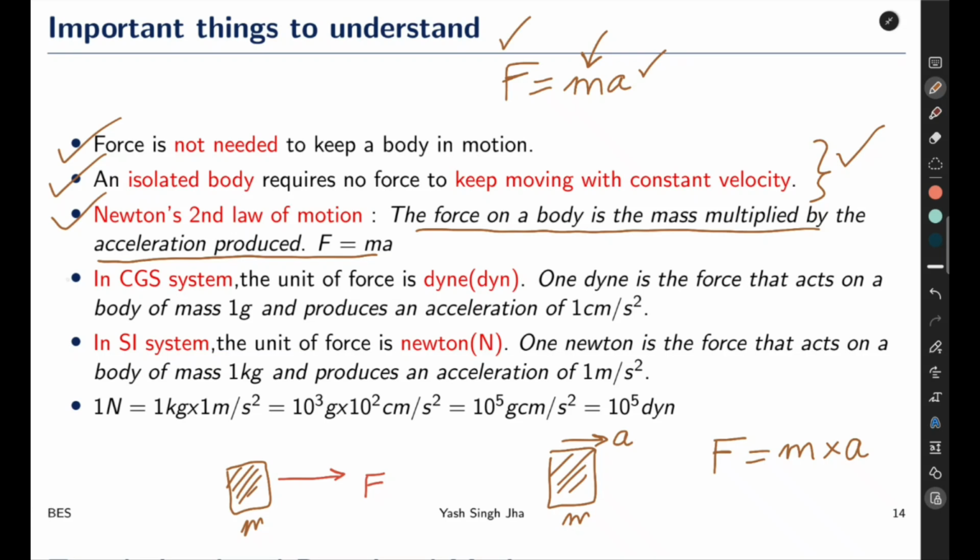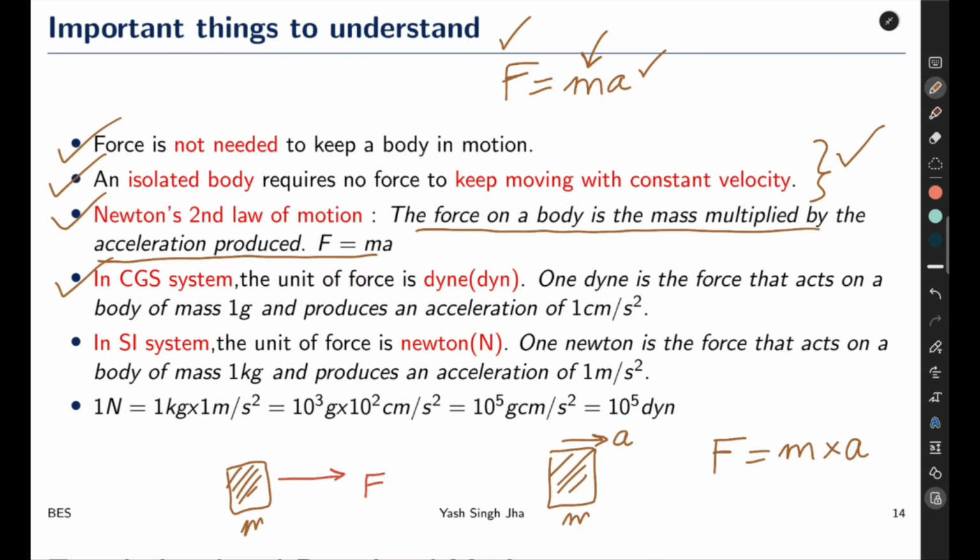So in CGS system, the unit of force is dyne. Why do we need units? To be able to talk to other people, to be able to communicate. You go to a shop and you say I need 5 liters of oil. You don't say I need 5 kgs or 5 bananas of oil, right? That is why units are required. So when we want to explain the universe around us, we need a way of measuring things, measuring forces.